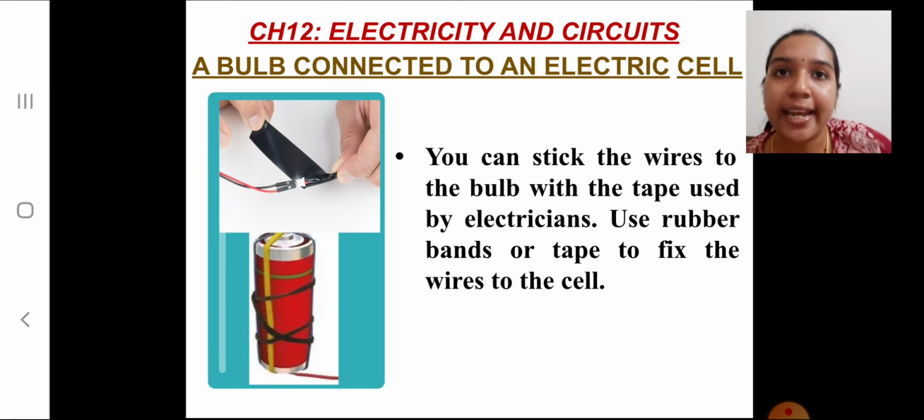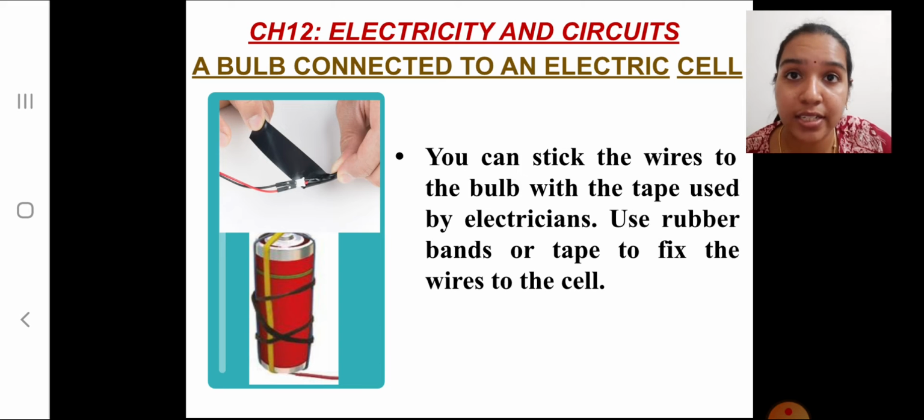So to usually connect the wires to the electric cell or to the bulb, we have to use some insulators. Like we discussed, insulators are those which do not pass the flow of current through them. And these insulators hold the wires to the bulb and the electric cell. For that purpose, we use a tape to stick the wire to the bulb, and it is called an insulating tape. It is commonly used by electricians. And we use rubber bands or tape to fix the wires to the electric cell.